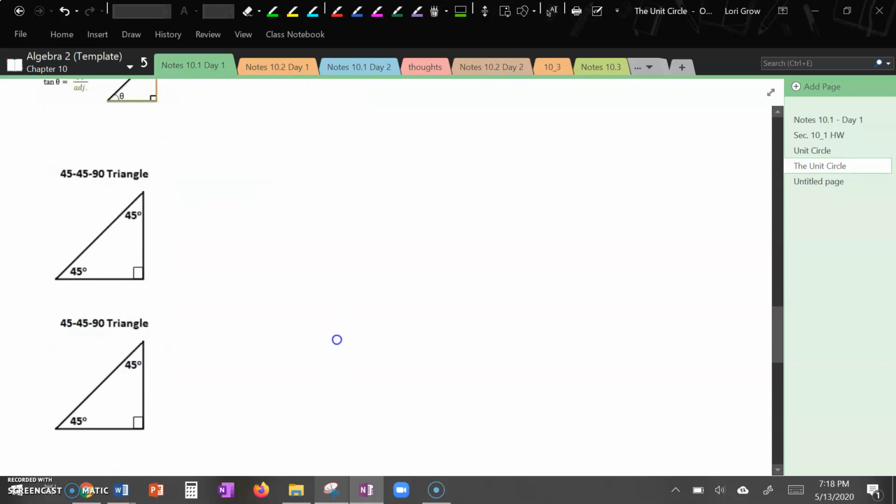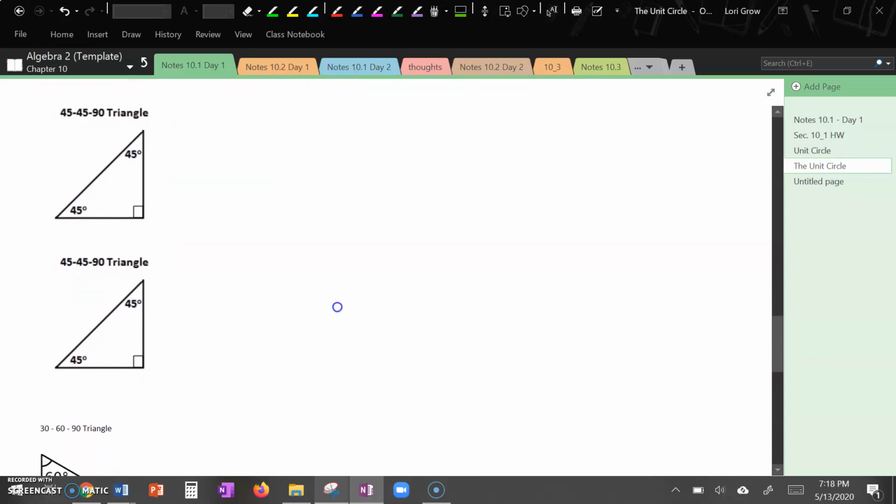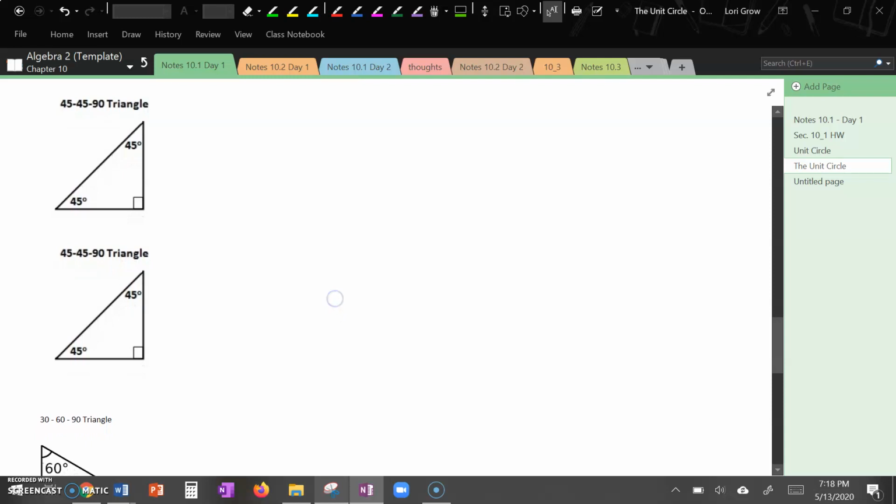Okay, in geometry, you learned about two special right triangles. One was the 45, 45, 90 triangle. And you learned that the sides are always in this relationship. If it's 45 and 45, then the sides opposite of those will always be equal. And the hypotenuse will always be that side length times the square root of 2. So you probably remember seeing this poster hanging in my classroom, x, x, and x root 2.